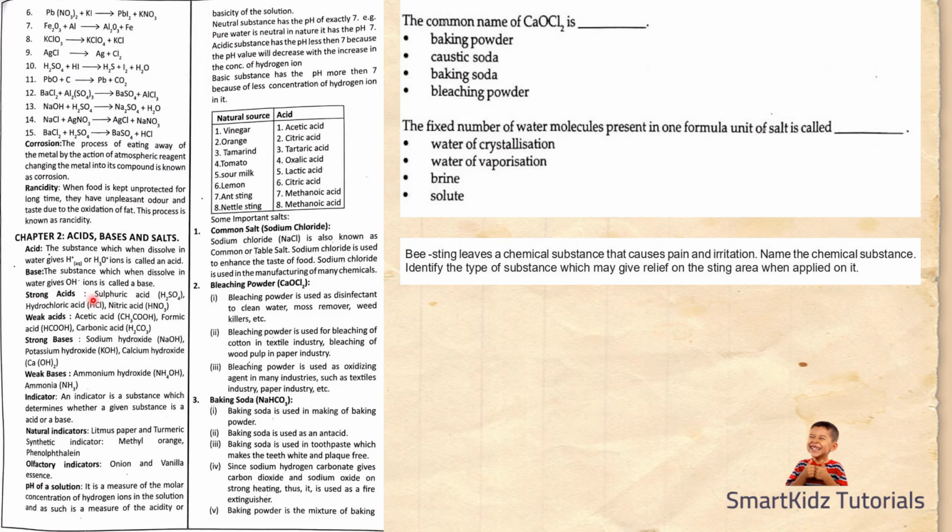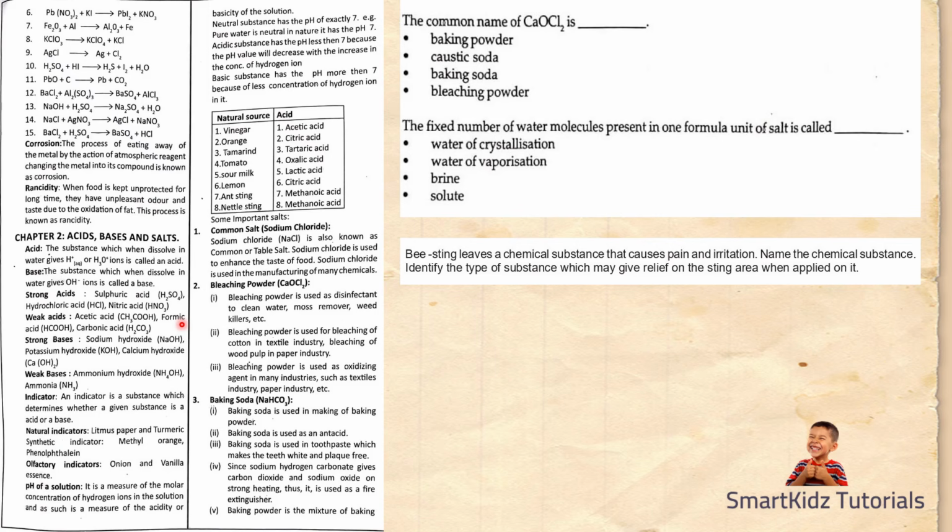Okay, so these are some examples of strong acids and strong bases. Strong acids would be sulfuric acid, hydrochloric acid, and nitric acid. These are the strongest acids that you will find in your lab if you have been to the lab. If not, then when you take science in 11th or 12th standard, you will find them in your lab. These three will always be kept separately because they are extremely strong acids.